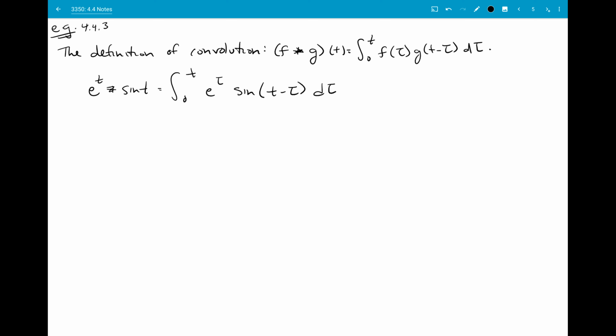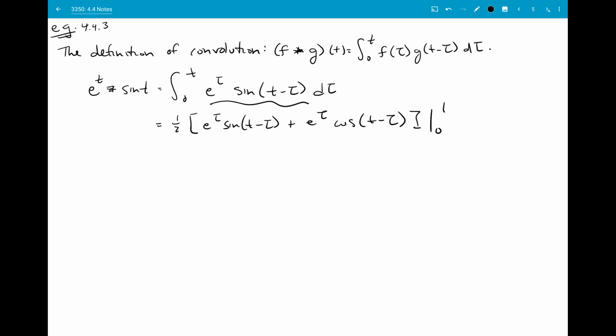So I'm just going to go ahead and tell you that if I integrated this, I would get 1/2 times e to the tau sine of t minus tau plus e to the tau cosine of t minus tau. That's just computing this integral right here. And we want to evaluate that from 0 to t. And remember that we integrated with respect to tau, so the t is replacing all of our taus right there.